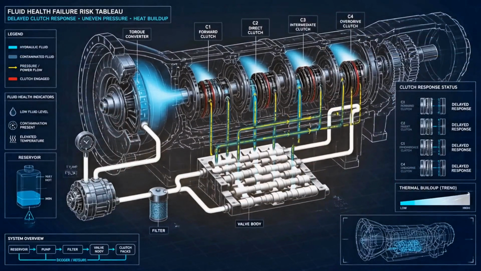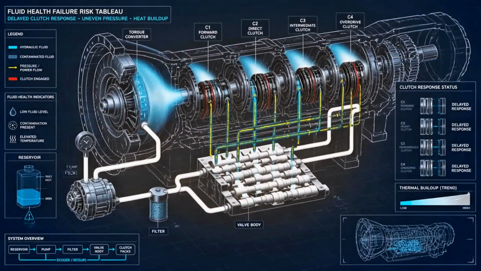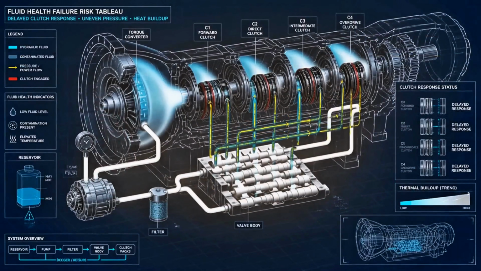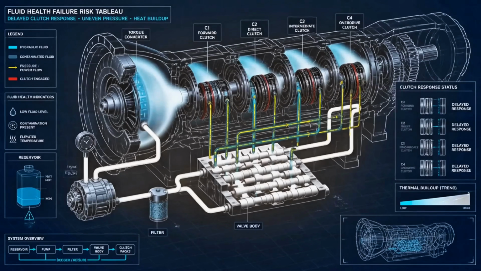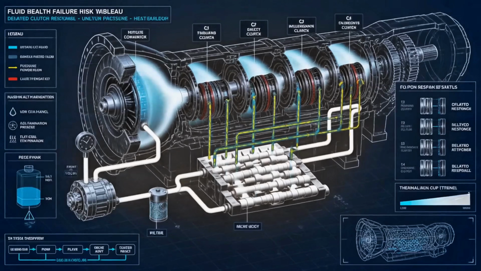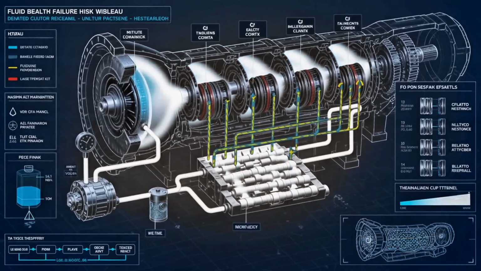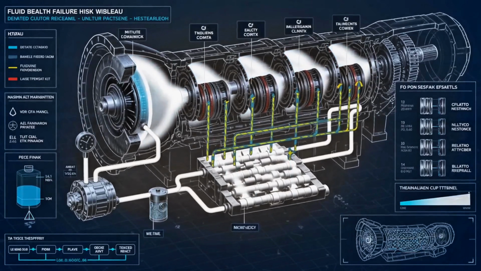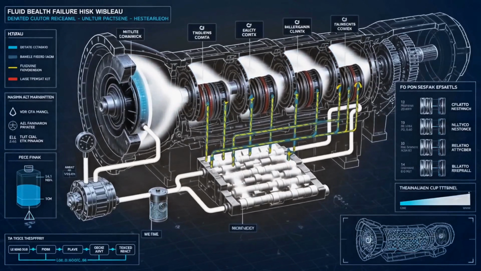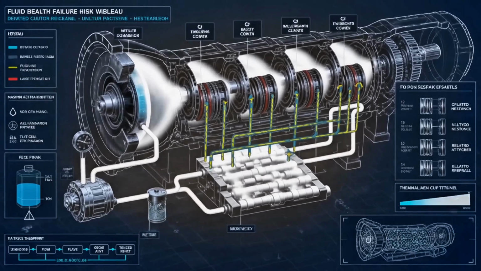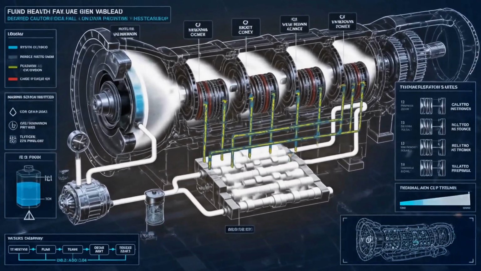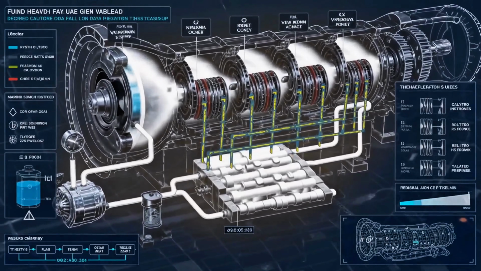Fluid that is degraded, contaminated, too low, or incorrect for the transmission may not create the intended hydraulic pressure or friction behavior. That can cause delayed engagement, slipping, harsh shifts, overheating, and accelerated clutch wear. This is why the exact fluid specification and service procedure matter. Automatic transmission fluids are not all interchangeable.